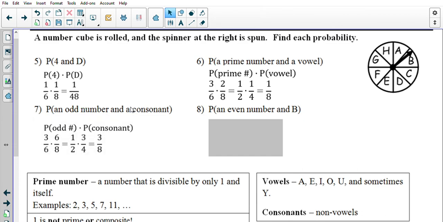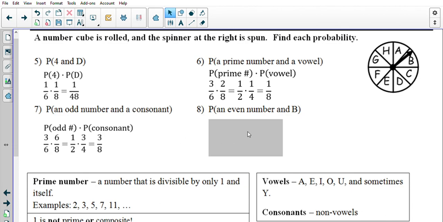Number 7, probability of an odd number and a consonant. Well, you have a 3 out of 6 chance of getting an odd number, 1, 3, or 5. A consonant is everything that's not a vowel, so that would be 6 out of 8. 3/6 reduces to 1/2. 6/8 reduces to 3/4. Multiply straight across to get a probability of 3/8.